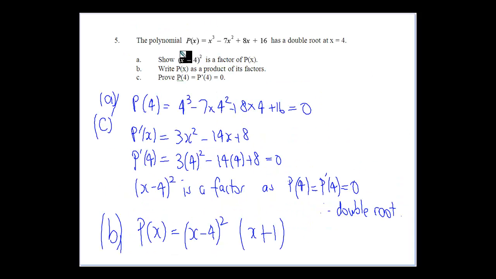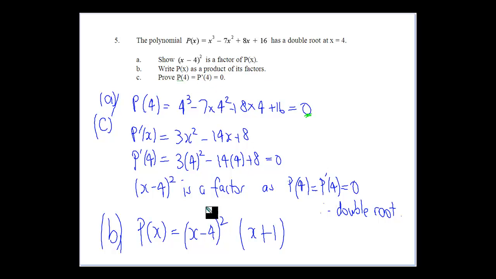So in question 5, we've got a polynomial that's got a double root. Show that that's a factor. Well, if it's a double root there, then we're able to show that that's a factor of p(x). If we put x is equal to 4 in there, we find it's equal to 0. So by the remainder theorem, it must be a root, and then x minus 4 would be a factor. So write p(x) as a product of its factors.